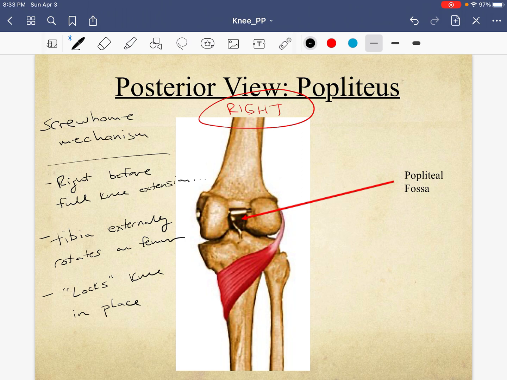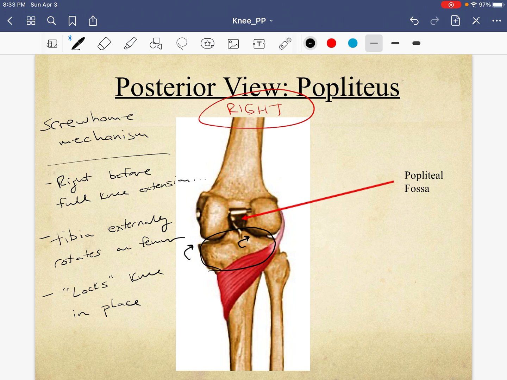So on this view, right before full knee extension, the top of the tibia here is going to rotate a little bit laterally. So imagine a slight twisting motion where the tibia rotates a little bit laterally or externally towards the lateral side. And this, quote unquote, locks the knee in place.